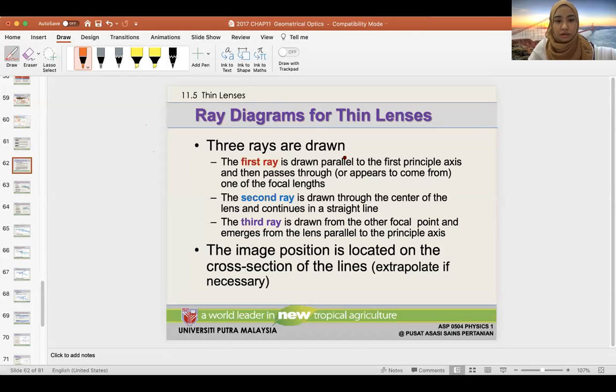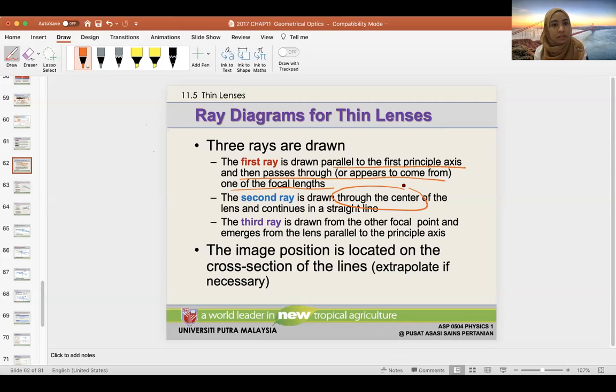Okay, so three rays are drawn for the lens. But again, I always tell you, you only need to know two rays. The first ray is drawn parallel to the principal axis and then passes through or appears from one of the focal lengths. So again, this depends on where your incident light is. The second ray is drawn through the center. So this is the part that's different. The first ray is the same: draw a parallel line, it hits the boundary and is refracted, so it goes into the focal length.